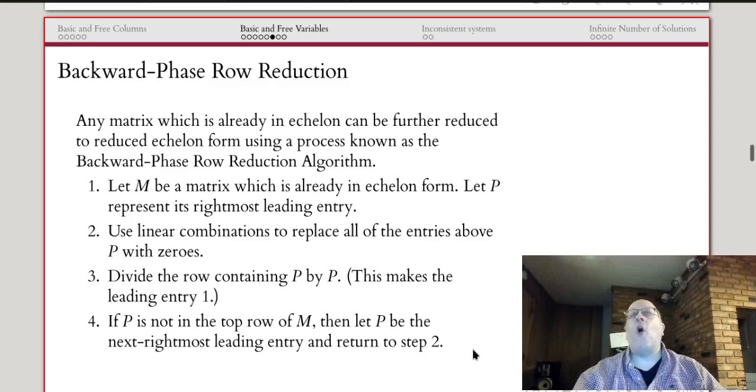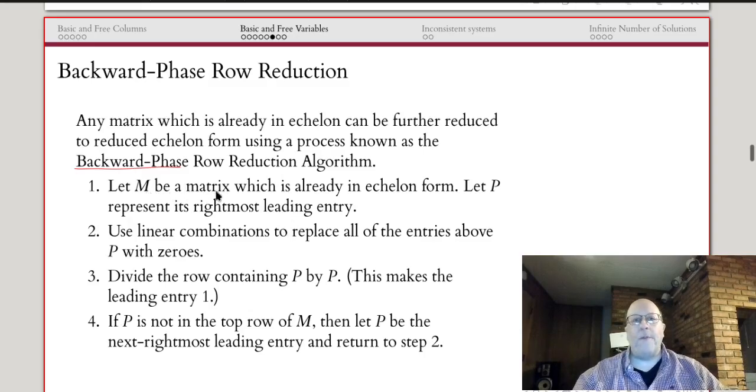Any matrix that's already in echelon form can be reduced to reduced echelon form using a process known as the backward phase row reduction algorithm. We call it backward phase because we work in reverse order. We start with the last leading entry and then work our way back to the first leading entry.